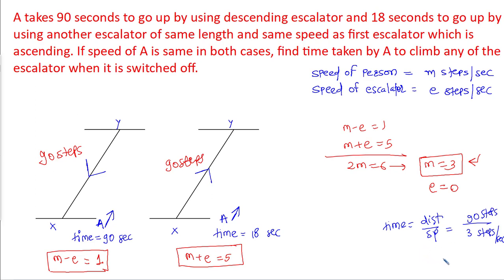So the final time taken, when the escalator is switched off, by A to climb the escalator of length 90 steps is 90 divided by 3, that is equal to 30 seconds. That is the answer. Okay everyone.